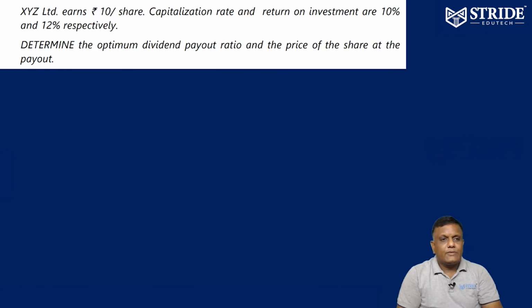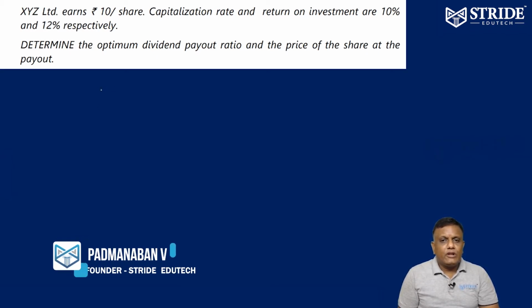Let's see. XYZ Limited earns rupees 10 per share. Capitalization rate and return on investment are 10% and 12% respectively. Determine the optimum dividend payout ratio and the price of the share at the end of the payout.